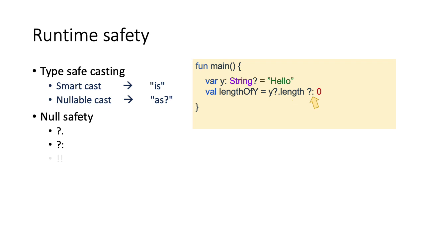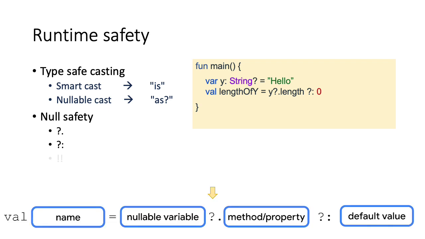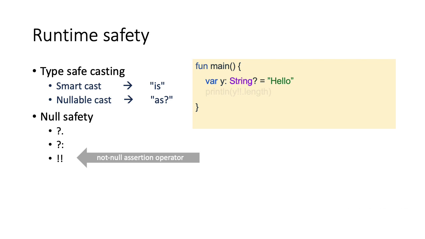With the Elvis operator, you can add a default value when the safe call operator returns null. Here 0 is the default value. Here is a general syntax of using the safe call operator and the Elvis operator both together.